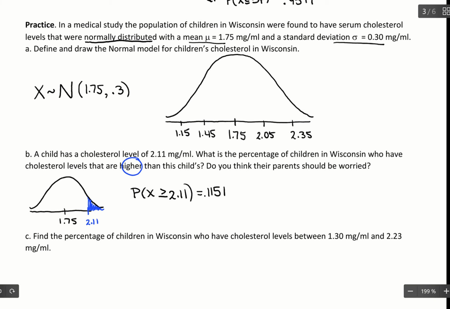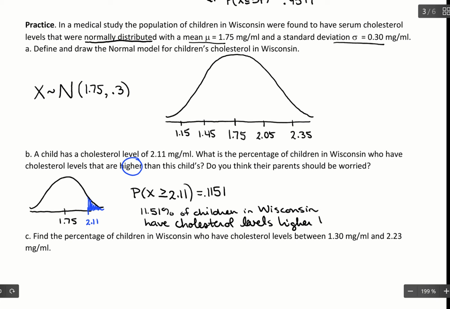So what this is saying is that 11.51% of children in Wisconsin have cholesterol levels higher than 2.11 milligrams per milliliter.